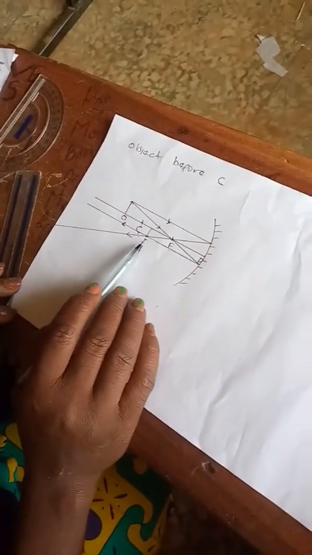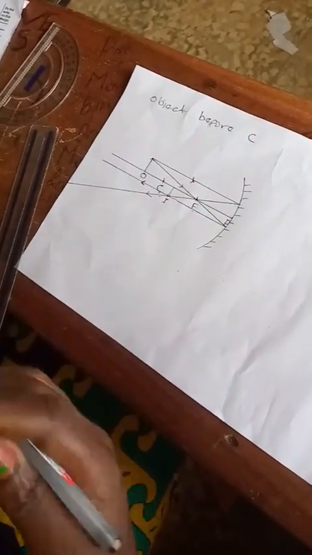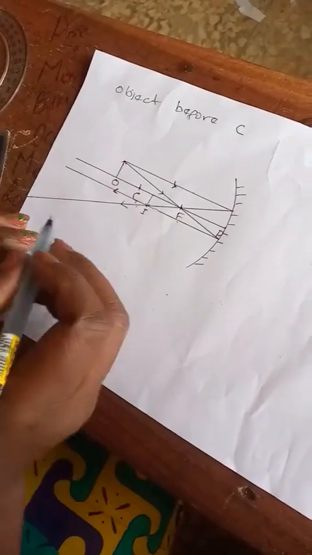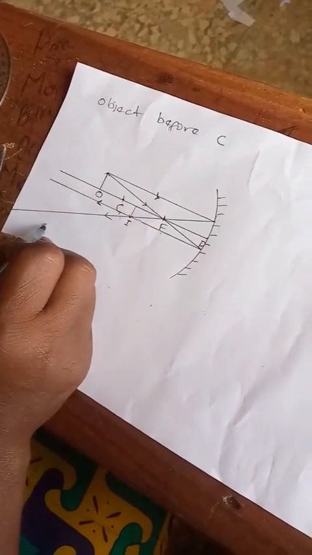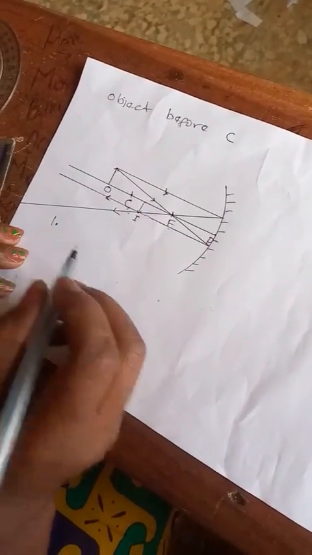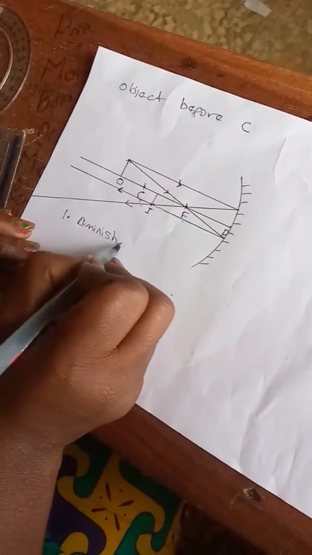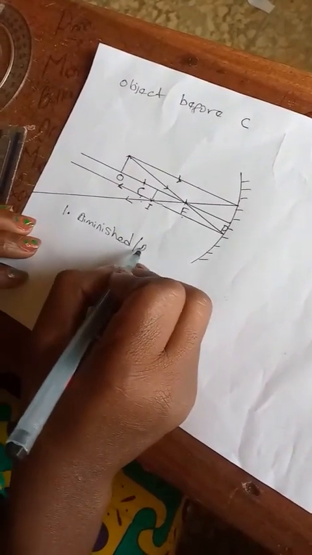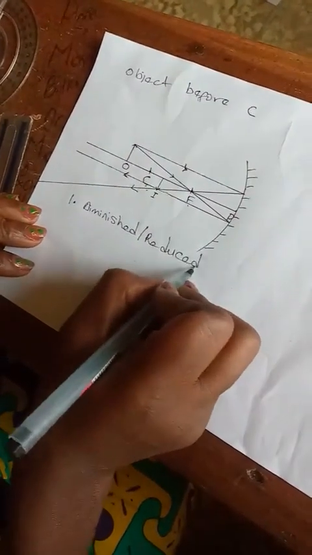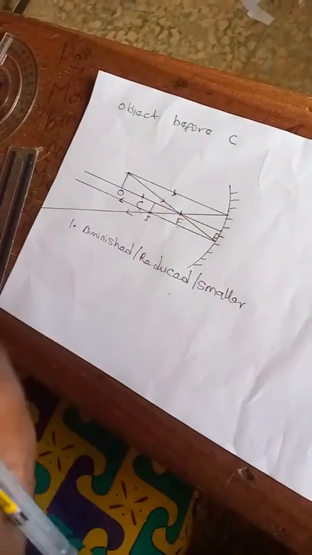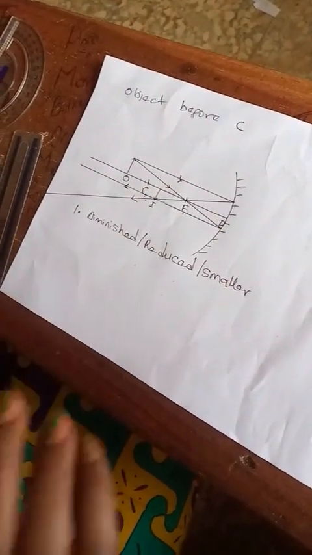It means that the image is reduced, is diminished. If you compare the image to the object, it is smaller. So one of the characteristics for this is that the image is diminished. Another word for diminished is reduced. It is smaller than the object. So the image is diminished, or you say it's reduced, or it is smaller than the object.